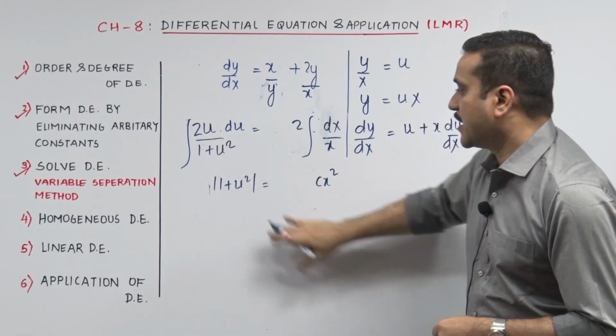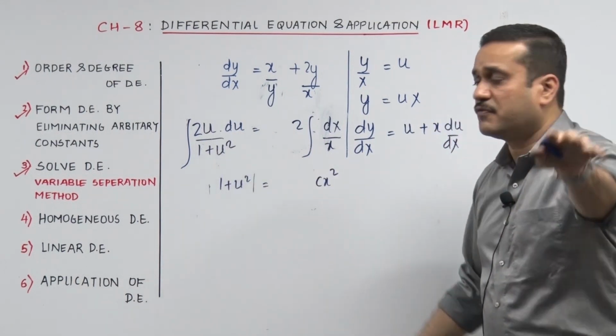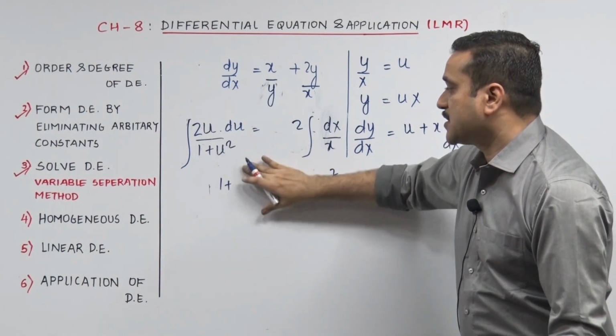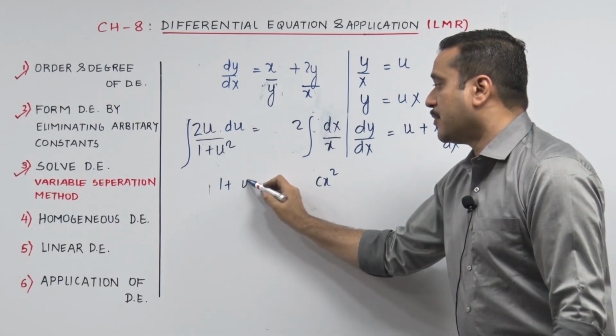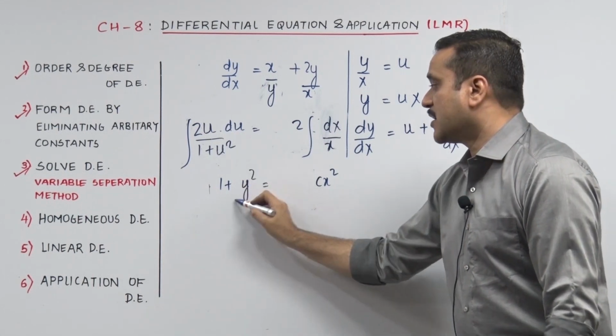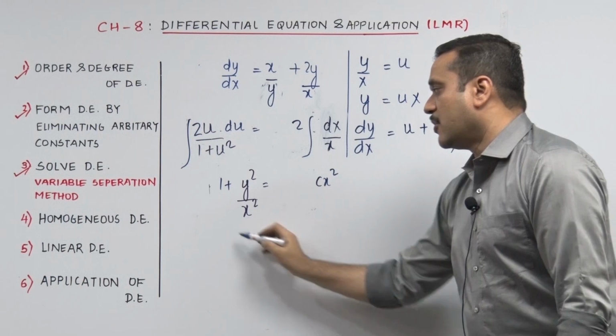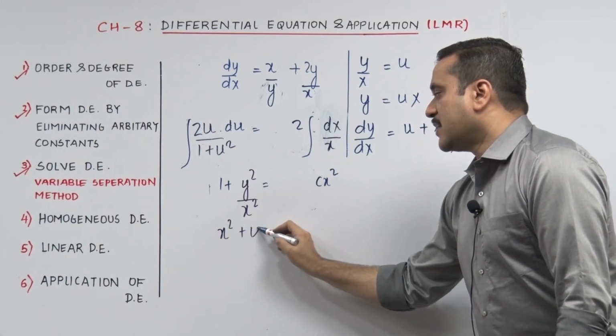You saw that very clearly. Drop the log, and don't forget in the end to resubstitute your u back to y upon x. So it was u square, it goes y square upon x square. Can I settle it down? x square plus y square.